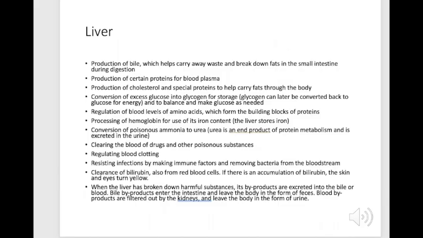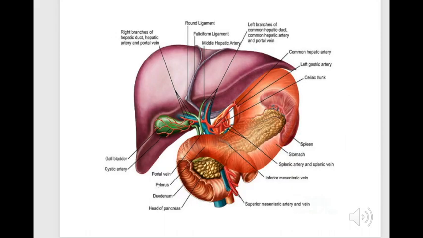First up, we're going to talk about the liver. So the liver is the largest solid organ in the body. It's located right under the right diaphragm and divided into right and left lobes. The larger right lobe is divided further into the caudate and quadrate lobes. The falciform ligament separates the right and left lobes and attaches the liver to the anterior abdominal wall.